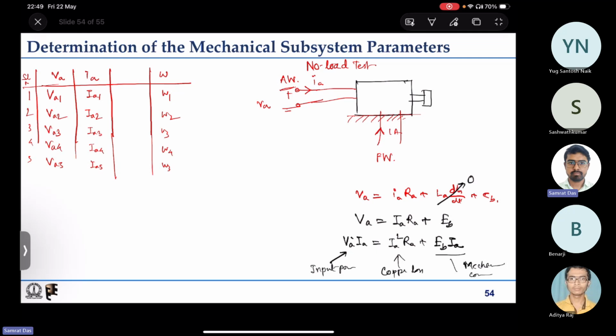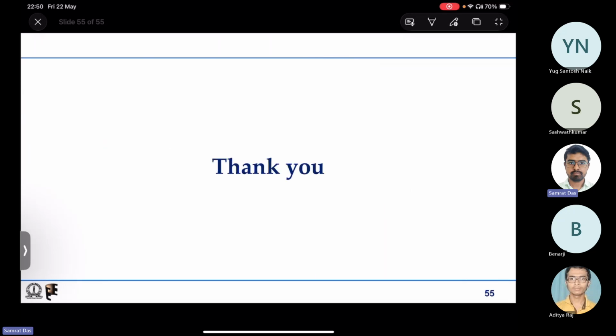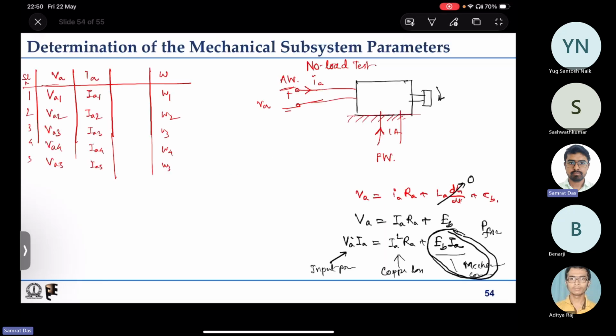But in this case the motor is running under no load, so that means it is not driving any active load, and whatever power is being converted from electrical to mechanical is only required to oppose the frictional torque. So in some sense EB into IA in this case, under no load, is a measure of power loss due to friction, P friction, right? So how can you get that?